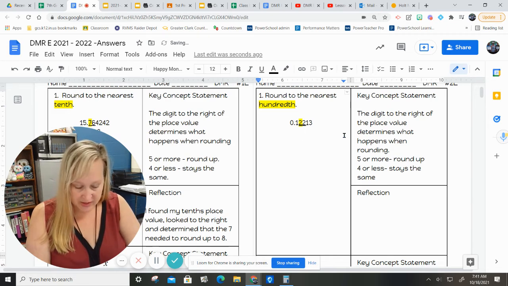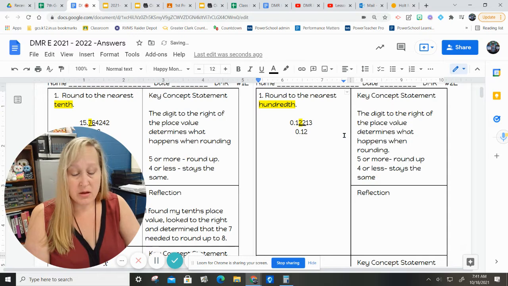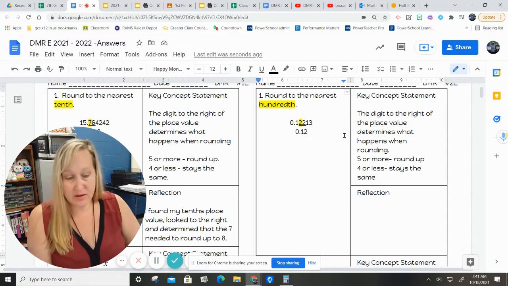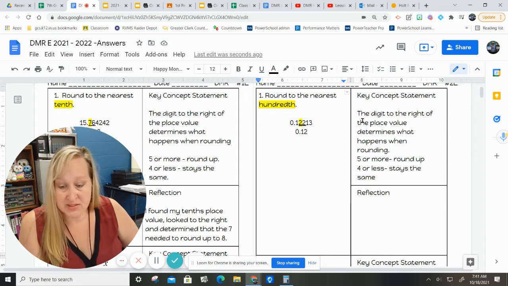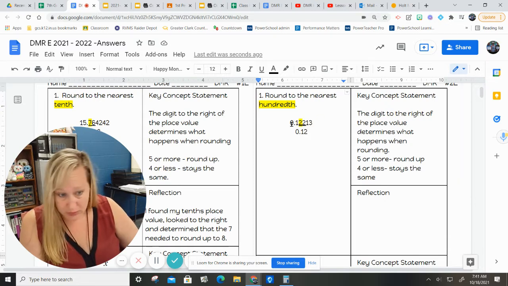So I need to write it as 0.12, or 12 hundredths. The 2 next to it says that that's 2 in the hundredths place, stays the same. You need to stop at the hundredths place. Don't put any extra.